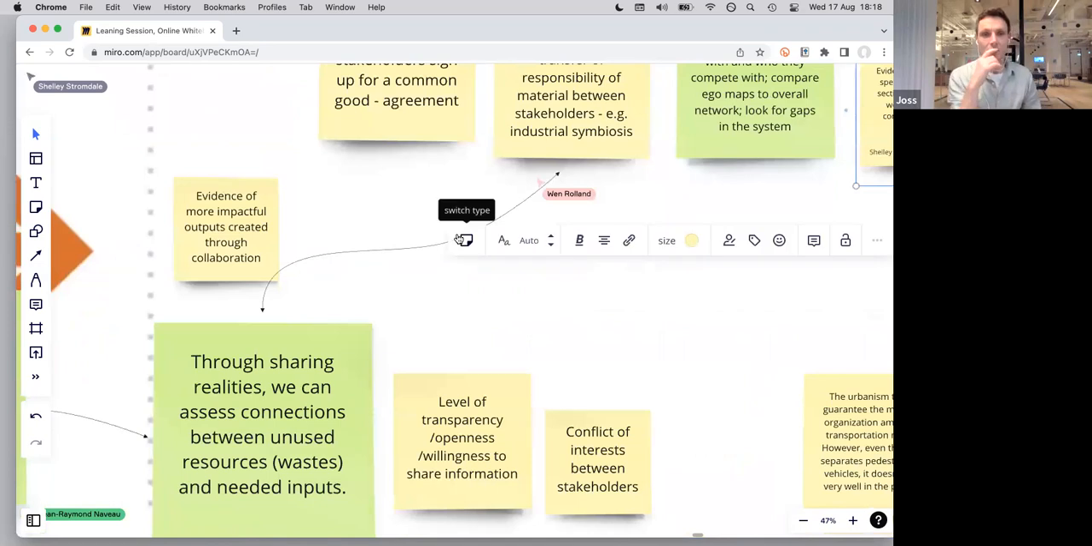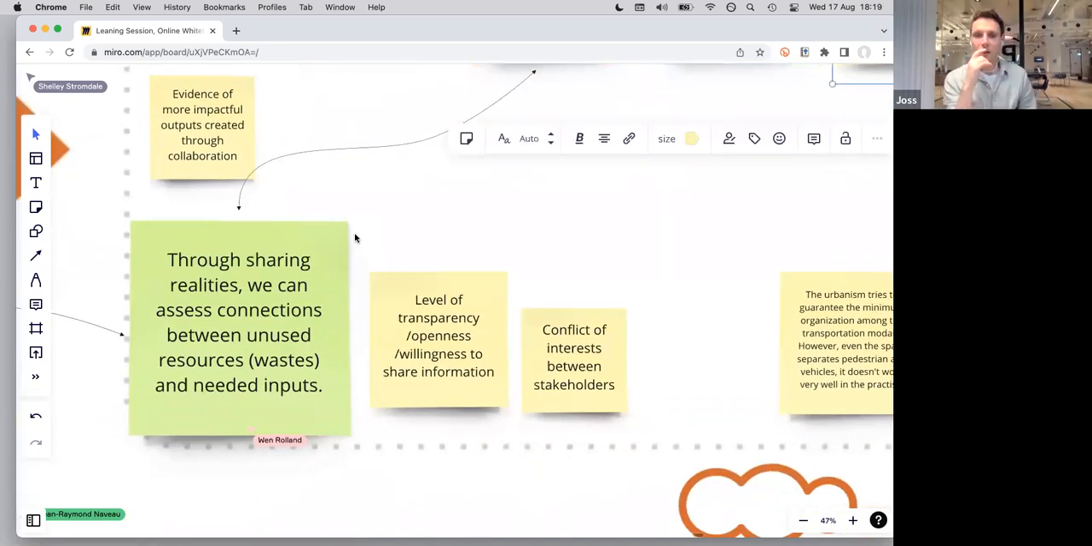So evidence of more impactful outputs created through collaboration. I guess this is what we do to try and change that system, not necessarily evidence of more impactful outputs created through collaboration. Yeah, I mean, that's kind of what we're assessing for, right? Do those exist, those kind of symbiosis and evidence of it?